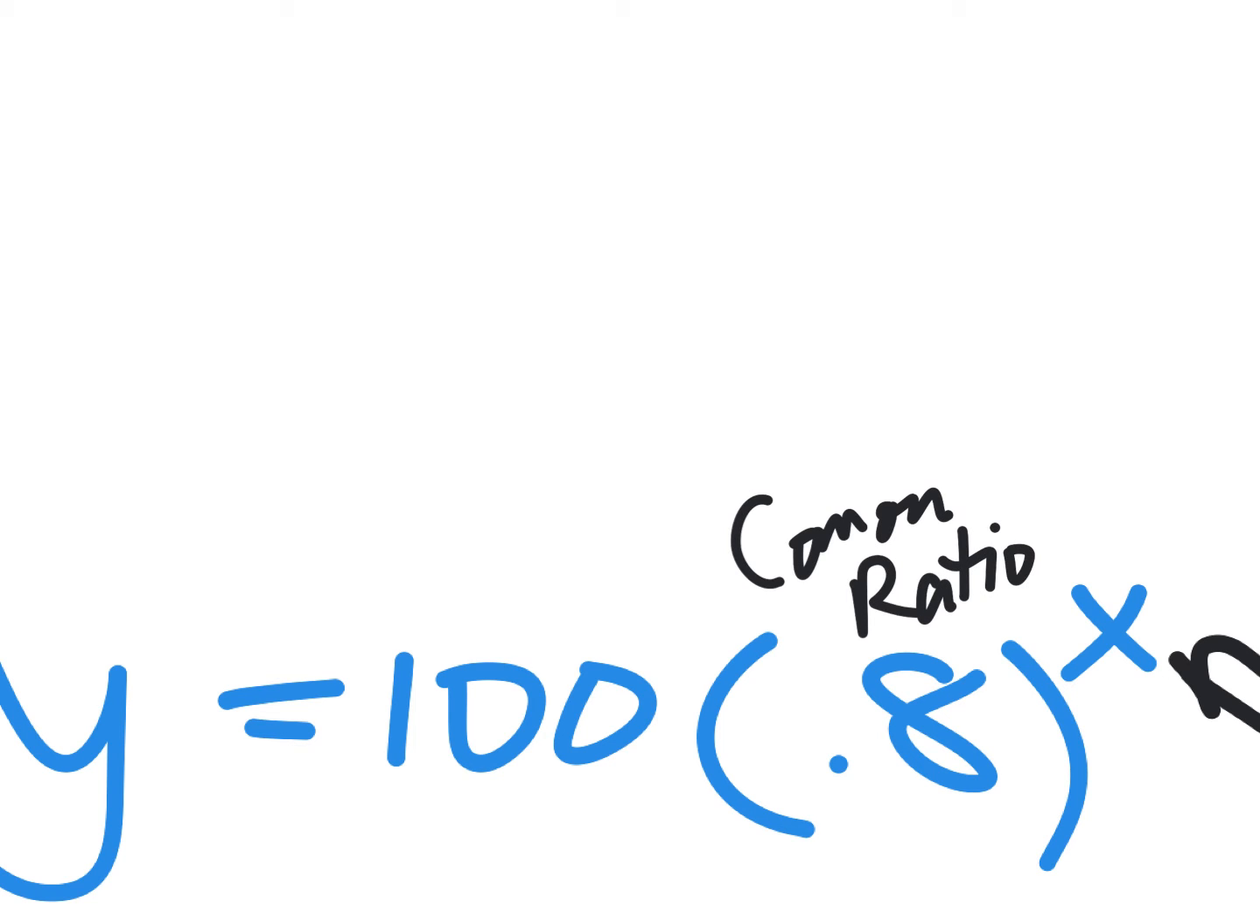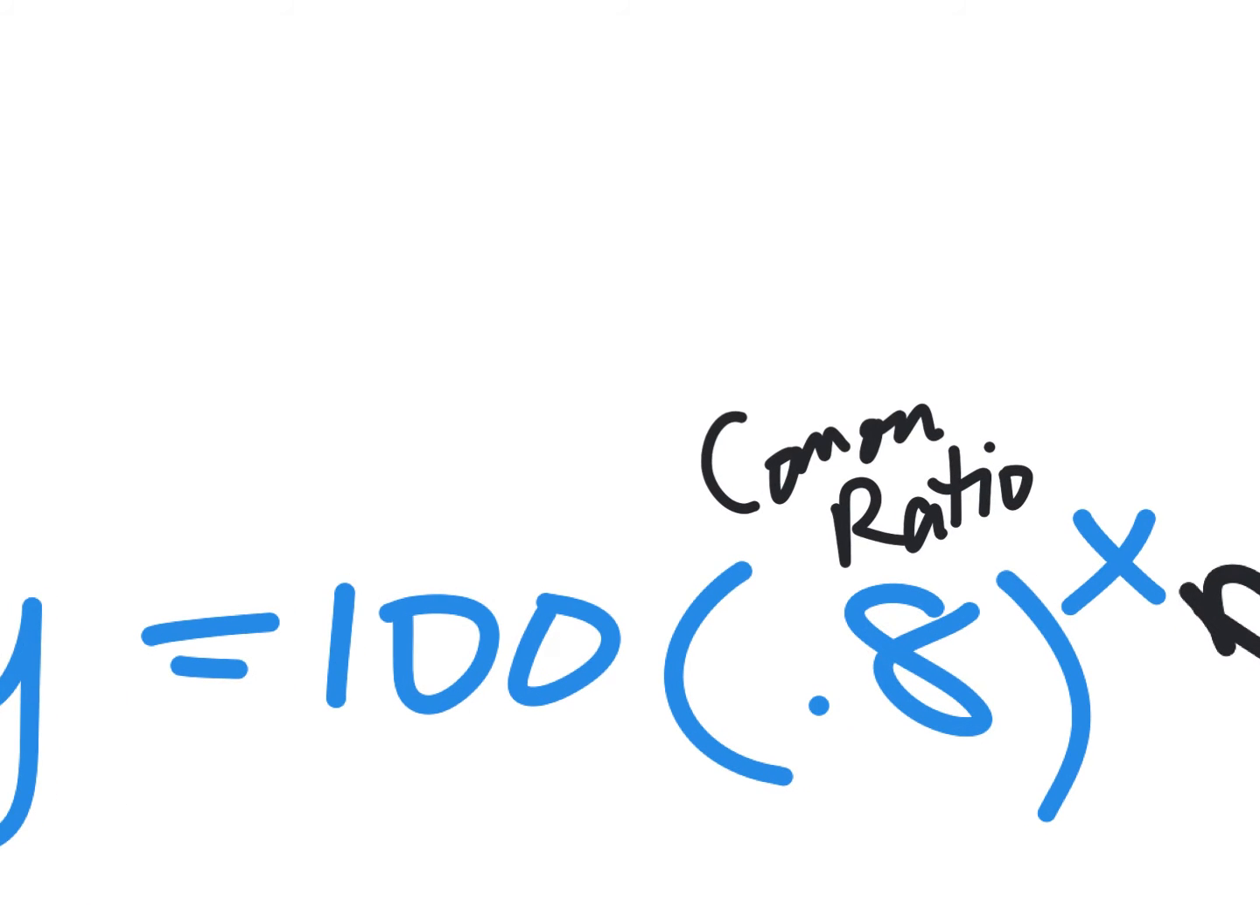The common ratio is 0.8. The way I think of this is I could have had 1 minus something in here. What do you say? 1 minus 0.2. Yeah. So that means it's 20% decay. Are you going to be able to do that? Let's find out. Here's a question like that.